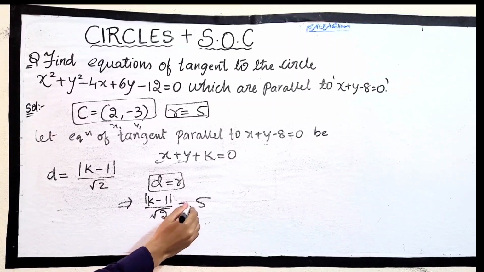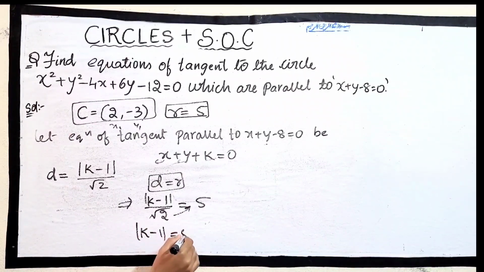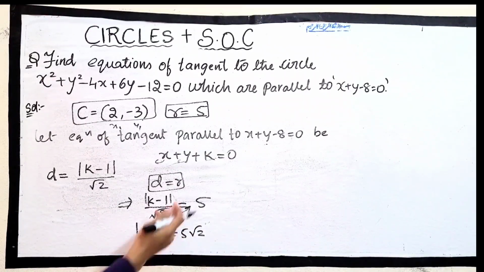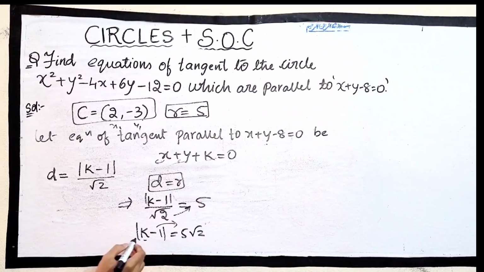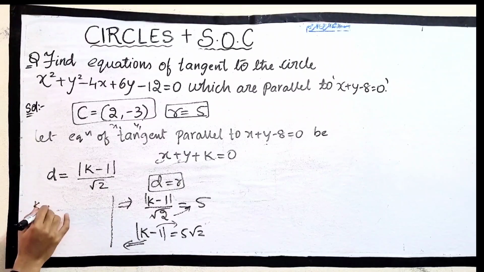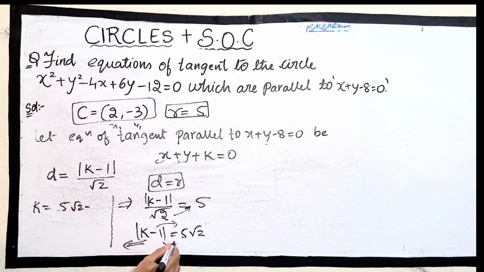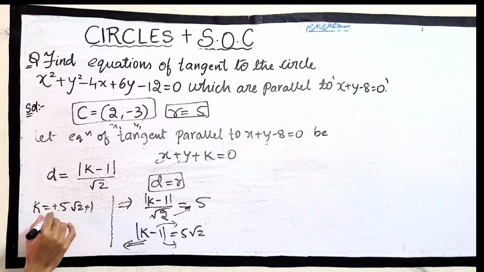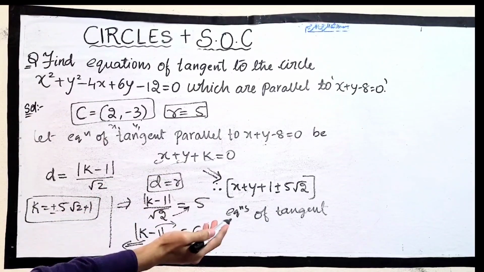Now just simplify here, take root 2 to that side, it will be mod of k minus 1 equals 5 root 2. Now the last step, you need to find the value of k and put it in. You will get the tangent parallel to that line. So you will get two values of k. When you send mod to that side, it will be plus or minus. K is equal to, sending the 1 over, plus 1 it will be, and plus or minus 5 root 2. That's it. Just substitute this k value, you will get the equation of the tangent.